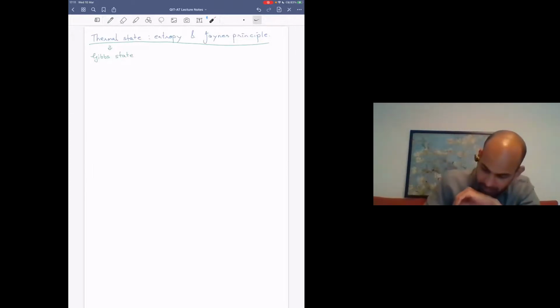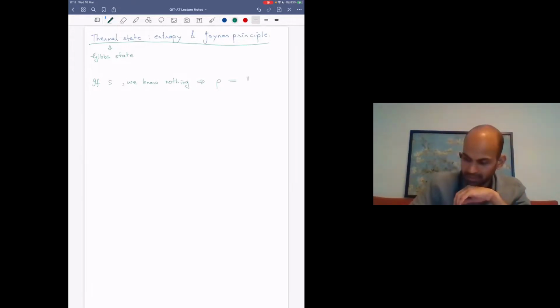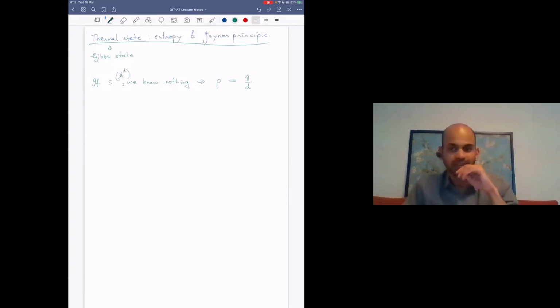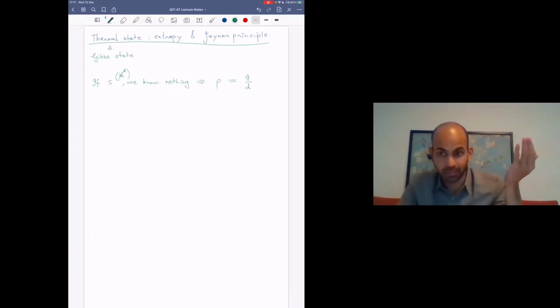So as a very simple application, if we have a system S and we know nothing about it, then Jaynes' principle would say that the best guess of the density matrix of the system is just the maximally mixed state, identity over D, where S is associated with a Hilbert space of dimension D. So this is a very trivial application of it. If we know nothing, then it must be the maximally mixed density matrix, because that's the one of maximal entropy.